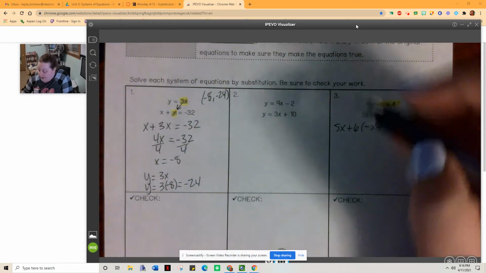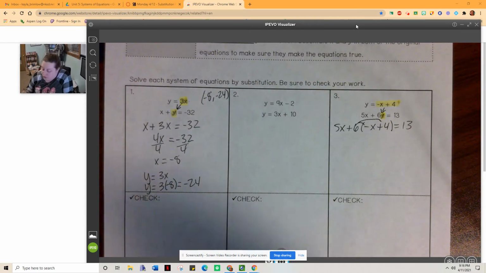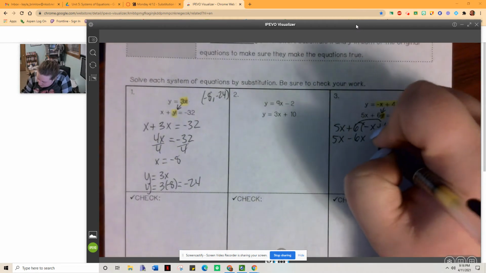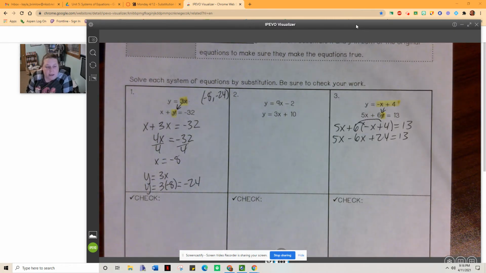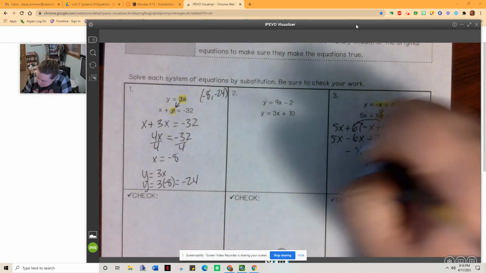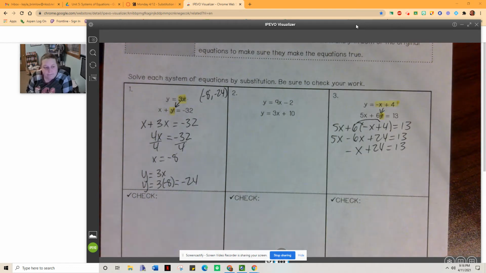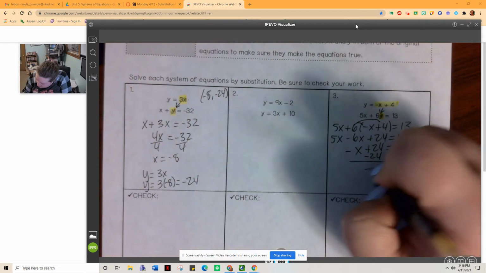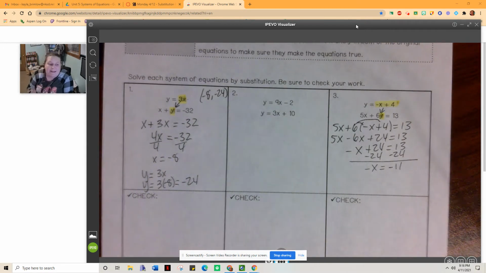Now, with the 6 on the outside, I am going to have to multiply it, and in this case, distribute to each part. So this is 5x minus 6x plus 24 equals 13. And I can combine like terms. 5x minus 6x is negative 1x, or negative x, plus 24 equals 13. I'm going to minus 24 from both sides to get x by itself. And that's negative 11. Now it's negative x.